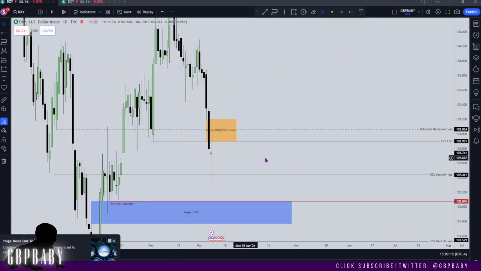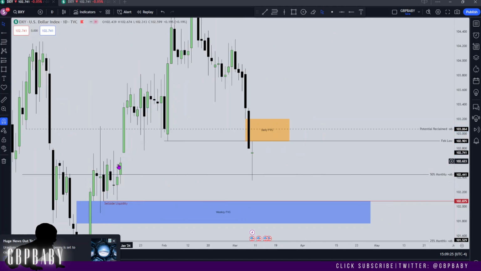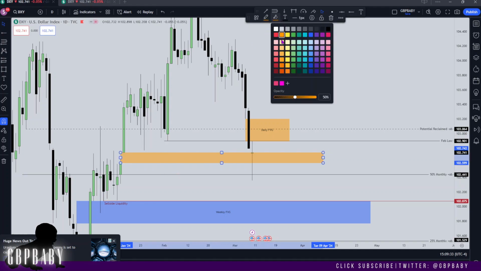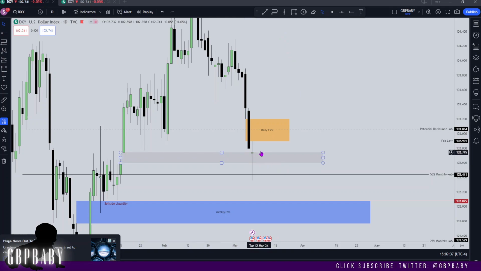If we go to the daily, I'm going to take out this midpoint because that's just going to confuse me. This volume imbalance. Now, we did wick through it, but we still haven't closed below it. So price is still going to use this as a reference point. So what I'm going to do is make this gray, just because I don't want it to disrupt my chart, so to speak.